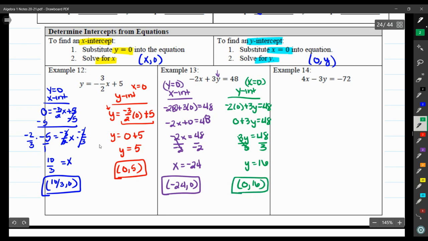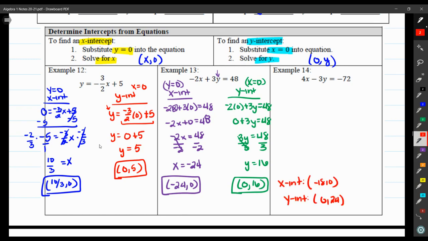I want you to try example 14 on your own. Find the x-intercept and the y-intercept. Here's what we should have had for the x and the y-intercept. Negative 18, 0, and 0, 24. So remember, an x-intercept crosses the x-axis and the y value is 0. And a y-intercept crosses the y-axis and the x value is 0.